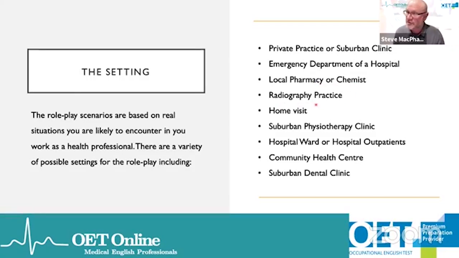It could be a radiography practice. You could be a health professional, doctor, nurse, physio, OT, just a few examples, providing a home visit to a patient. You could be in a suburban physiotherapy clinic, a hospital ward, or hospital outpatients clinic, so the patient is on the ward. You could be a community health centre providing support to the community, or it could be a suburban dental clinic. So that's just a few examples of the different settings you'll get.